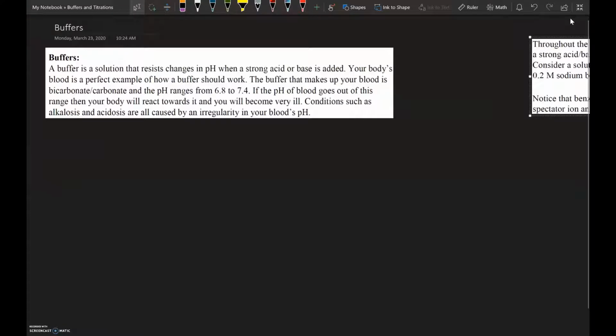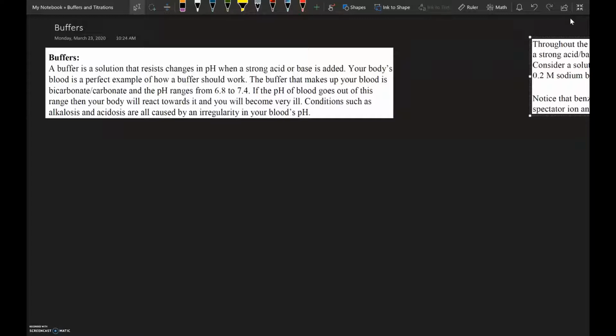Okay, so in this video we're going to be talking about buffers and what a buffer is. So the first definition we're going to get to is, what is a buffer? A buffer is a solution that resists changes in pH when a strong acid or base is added. A good example is your body's blood. Your body's blood has a specific buffer that controls the pH of your blood.